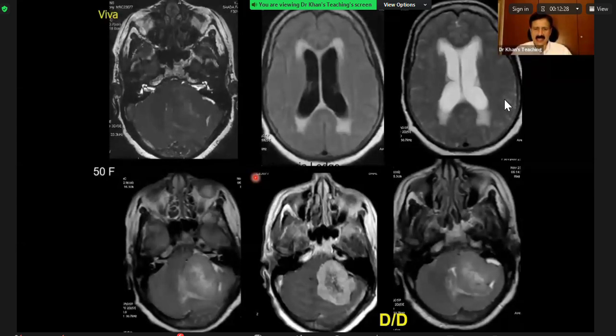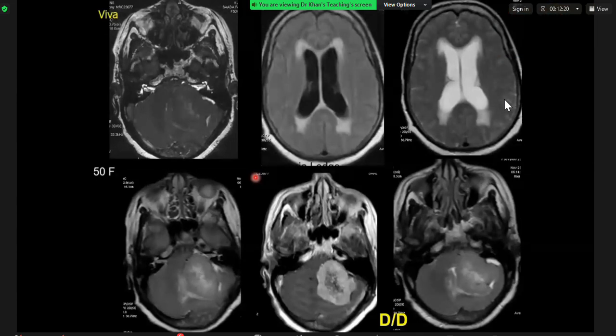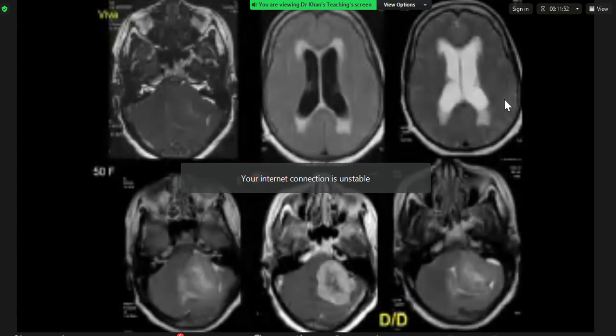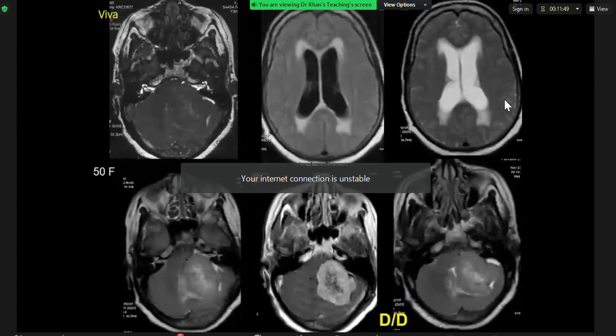which is the CP angle. Can you describe it, and what is the differential diagnosis for you? Select axial MR sequences, 50-year-old female patient. There's a large mass lesion in the left cerebellopontine angle, which looks to be intra-axial. Avid enhancement and some central non-enhancing high T2 areas potentially suggestive of necrosis.